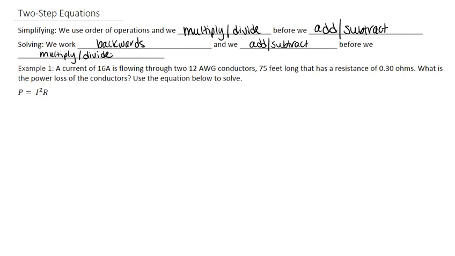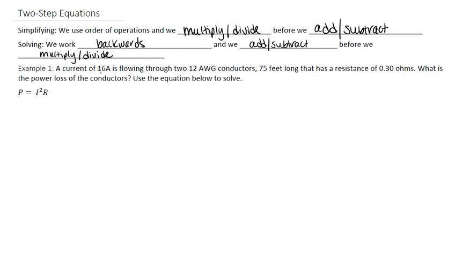So let's go ahead and look at an example. Example 1. A current of 16 amps is flowing through two 12 AWG conductors that are 7 feet long that have a resistance of 0.3 ohms. What is the power loss of these conductors? Use the equation below to solve.